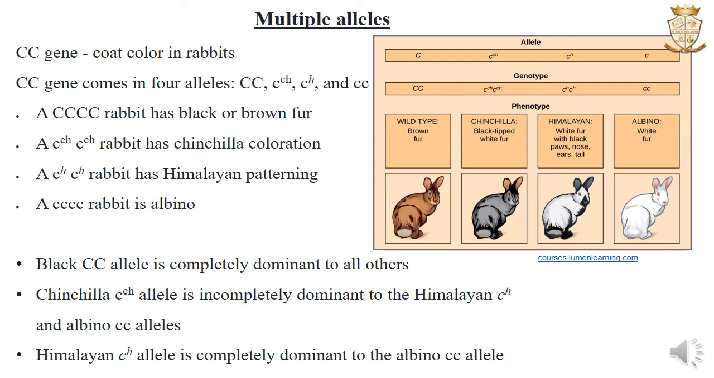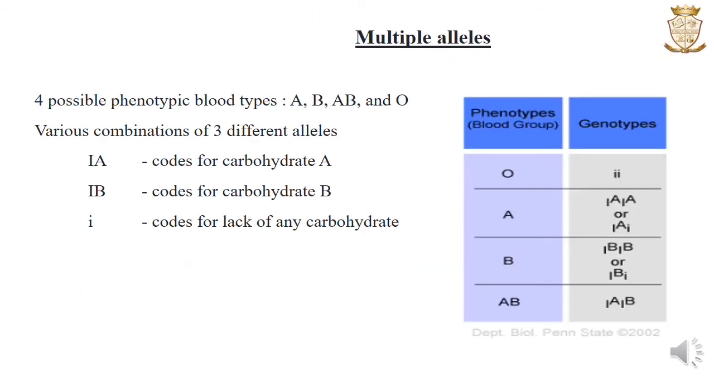Another example of multiple alleles is the human ABO blood group. We know there are 4 possible phenotypic blood types for this particular gene: A, B, AB and O. According to the blood type, individuals can have the A carbohydrate for blood type A, the B carbohydrate for blood type B, and both A and B carbohydrates for blood type AB, and neither carbohydrate will be present in blood group O.